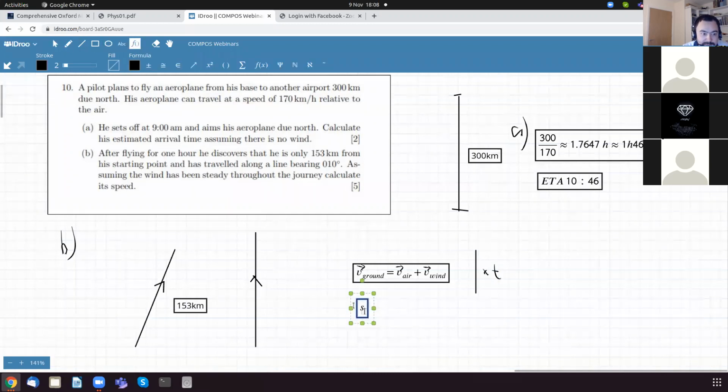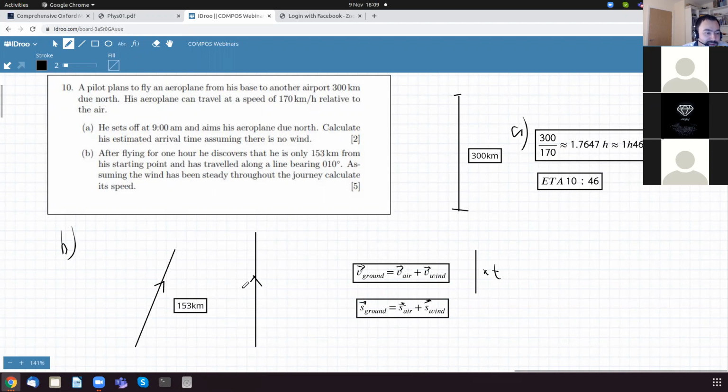So we can say the displacement relative to the ground is equal to the displacement relative to the air plus the displacement caused by the wind. I was looking for the phrase here. So displacement caused by the wind, and we know that this is the displacement relative to the air. So that's what the pilot wanted to achieve.